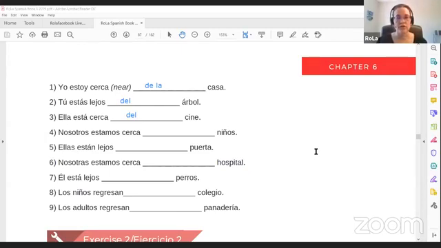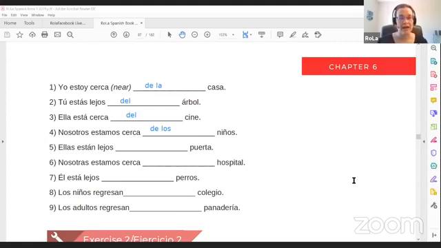Okay, número 4. Nosotros estamos cerca, and then after the blank, we have the word niños. So again, in terms of thinking about masculine, feminine, singular, plural, we have niños with S, so we know it's plural. Okay, so we're choosing between de las and de los. And then we see niños, the original word ends with O, so masculine. So we want masculine plural, so we're going to say de los. Nosotros estamos cerca de los niños. We are close to the children, the kids.